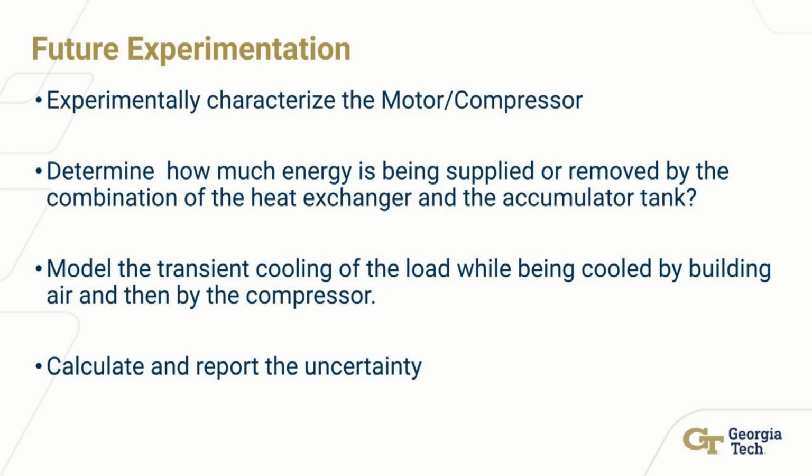The transient cooling of the load is then modeled while being cooled by building air and then again by the compressor. When the load is being cooled by building air, the pressure should be at 80 psi. When the load is cooled by the compressor, the pressure should be at 40 psi. Since these are separate tests, the load should start at around ambient temperature for each test.